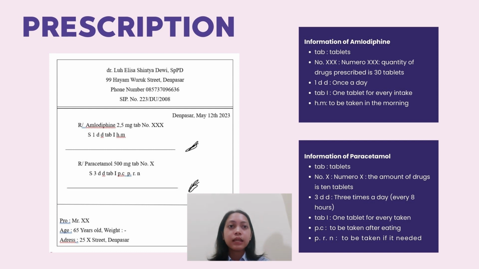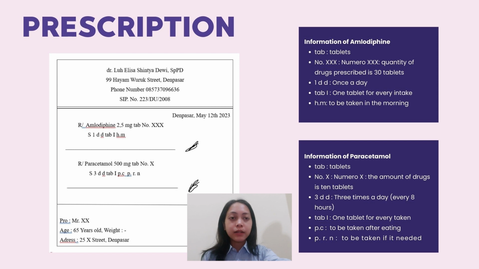So the patient will receive the paracetamol in tablet form, dosage 500 milligrams, in a total of 10 tablets. Then to explain how to use the drug is S3DD tab 1 PC PRN. 3DD means 3 times a day or every 8 hours. Tab 1 means 1 tablet for every intake. PC means to be taken after eating. PRN means to be taken if needed. So the patient will take the paracetamol 3 times a day, 1 tablet each time. Paracetamol will be taken after eating and also if needed, or when headache symptoms appear again.